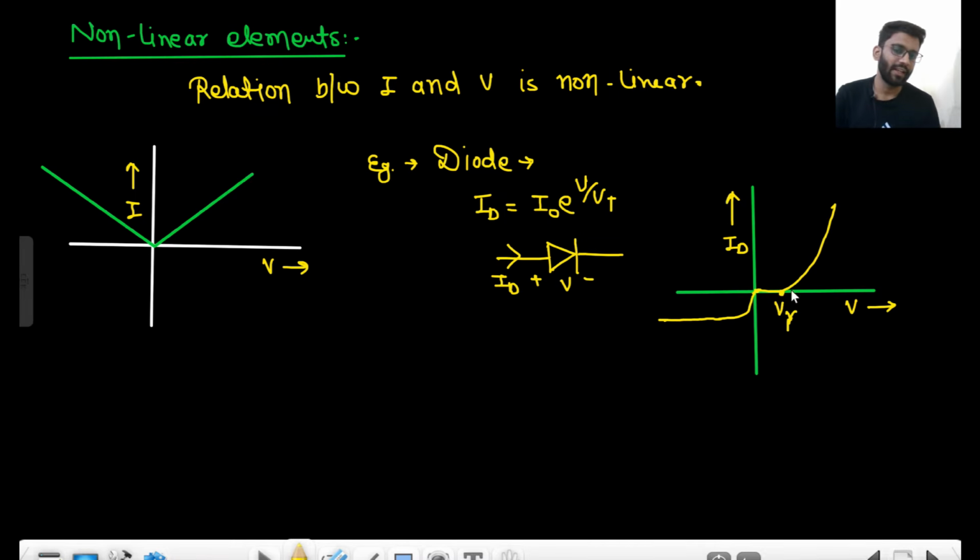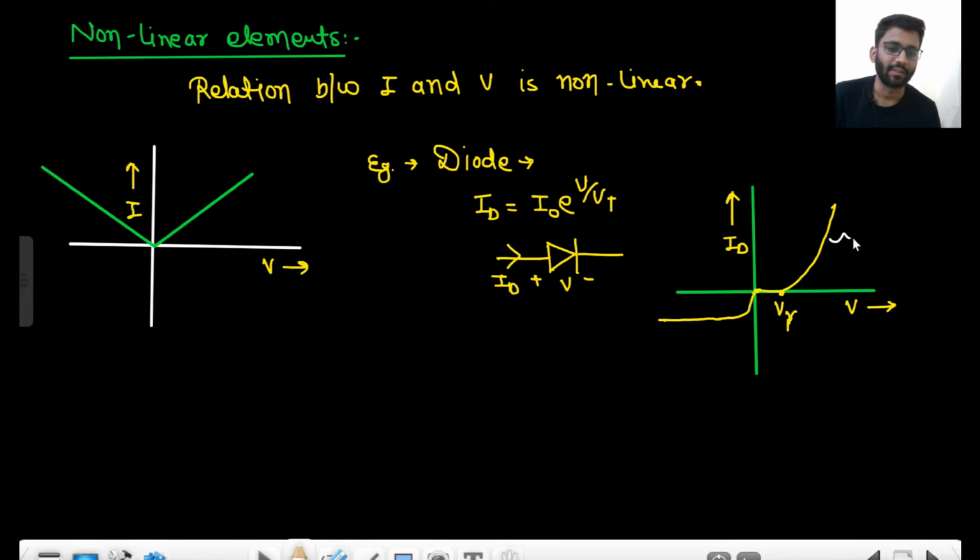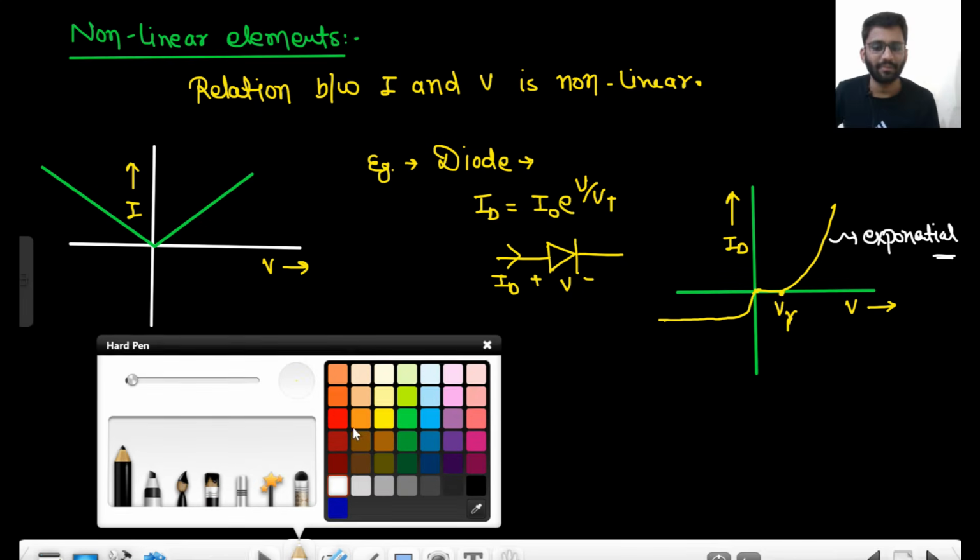So this is how the characteristic looks. Right? It is not a linear relationship. There is no linear relationship between these two. This is an exponential equation. You will understand it deeply in analog electronics. I will teach diode circuits very deeply in analog electronics. But for network analysis, this is just an example. Like in a diode, there is no linear relation. Similarly, in BJT and MOSFET also, there is no linear relation.